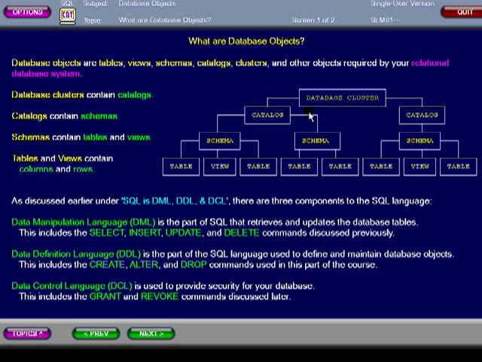Database clusters contain catalogs. Catalogs contain schemas. Schemas contain tables and views. Tables and views contain columns and rows.